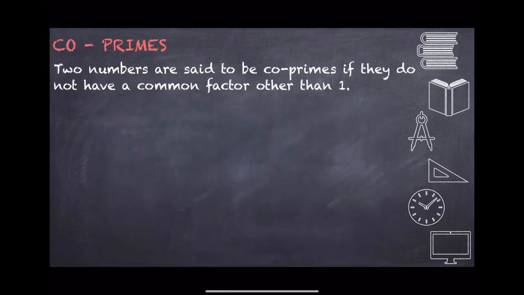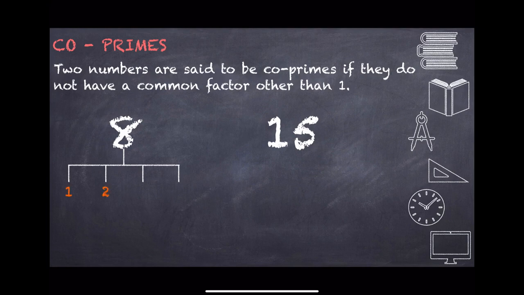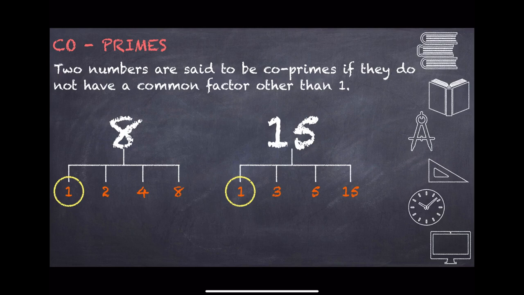Now let's learn what are co-primes. Two numbers are said to be co-primes if they do not have a common factor other than 1. Let me give you an example. Let us take the numbers 8 and 15. The factors of 8 are 1, 2, 4 and 8. And the factors of 15 are 1, 3, 5 and 15. We can observe that 8 and 15 do not have any other common factor apart from 1. So we can call 8 and 15 co-prime numbers.